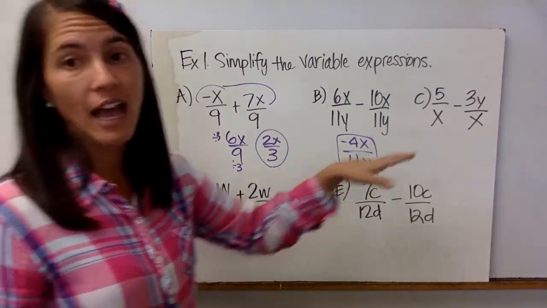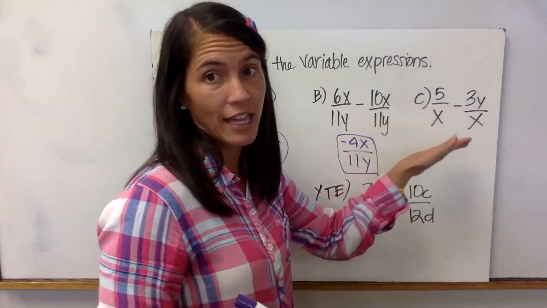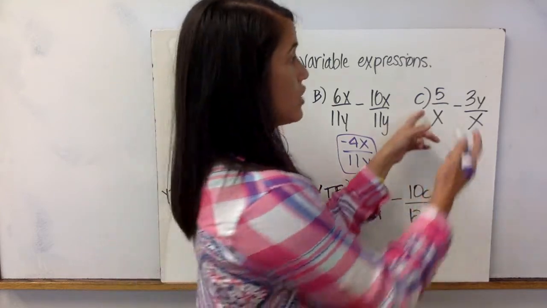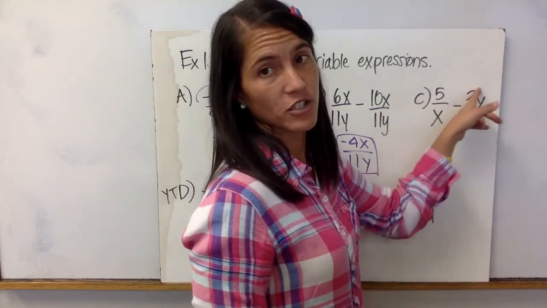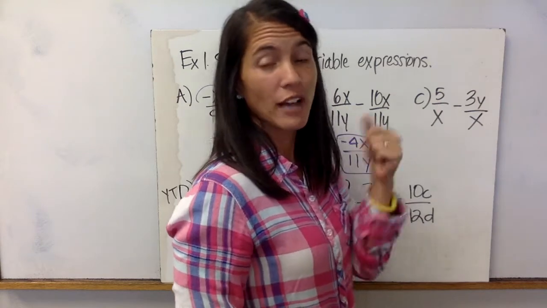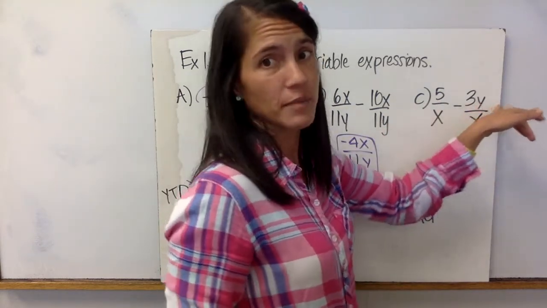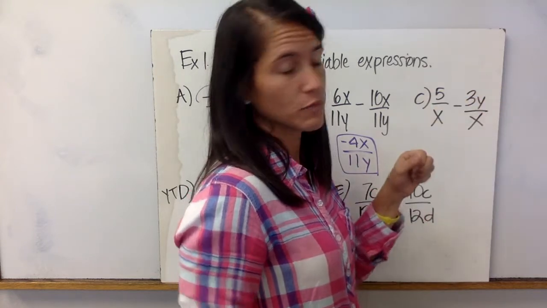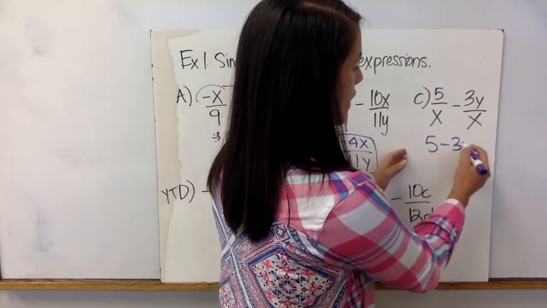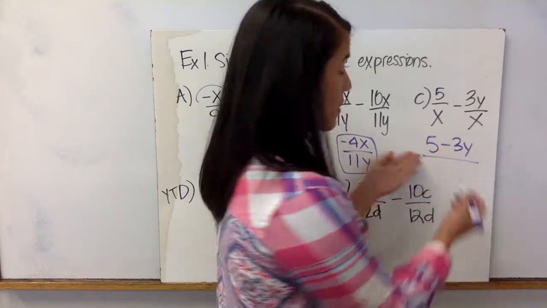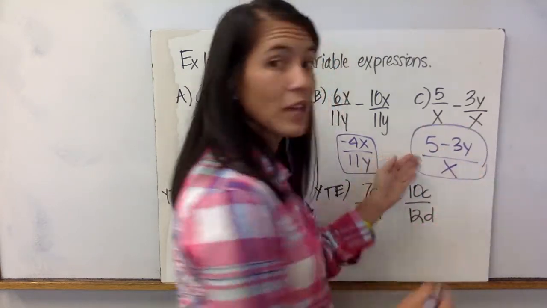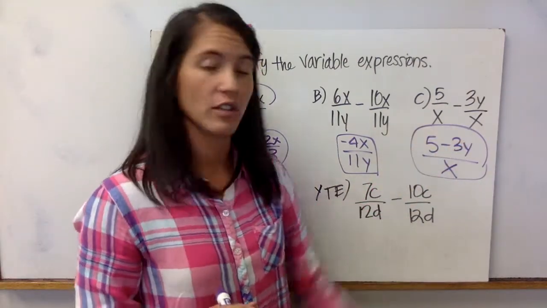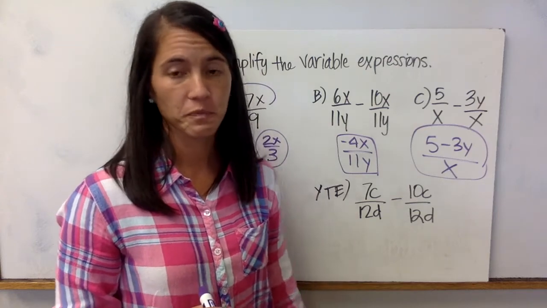And then letter C, I have an x in the denominator, and that's okay. You can have an x in the denominator now, and I already have my denominators common, so I'm going to simplify my top, 5 minus 3y. But I can't subtract 5 minus 3y because this is 3 times something, and in the order of operations, we would have to evaluate that first before we could subtract. So it's just going to stay 5 minus 3y over x. And it is okay to have an expression in our numerator now. I know it's different, it's weird, you haven't seen that before, but it's okay to do that now.